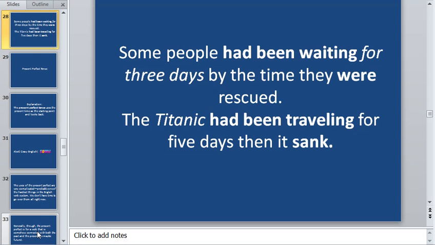Okay, so when I say some people had been waiting for 3 days by the time they were rescued, or the Titanic had been traveling for 5 days when it sank. It's like the first sentence means people had been waiting for 3 days, and then they were rescued, still in the past. The Titanic had been traveling for 5 days, and then it sank.